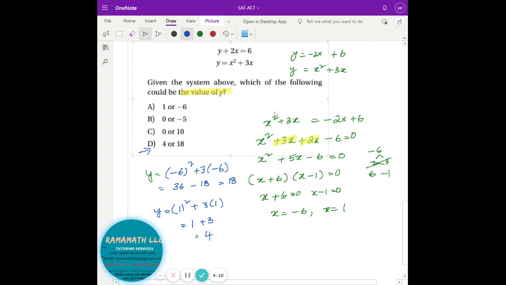All right. So this is one of the really important questions on the SAT. You always have to pay attention: are they asking for the x values or the y values?